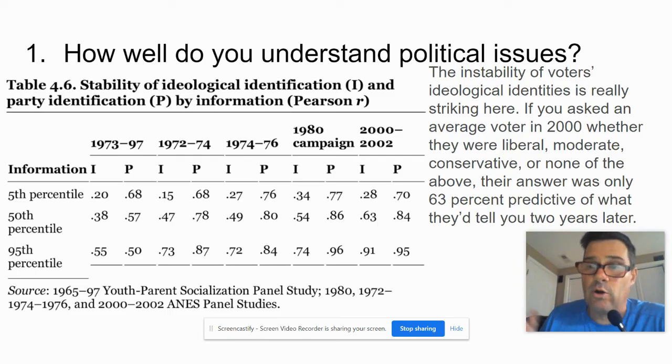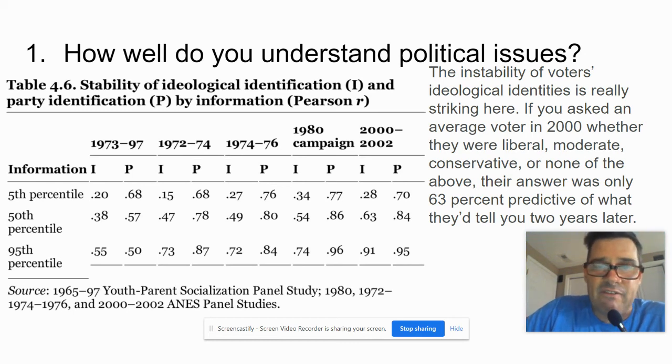If you ask the average voter, now go to 2000, okay, and look at the 50th percentile. So that's like the average voter in terms of information. If you asked them whether they were liberal, moderate, or conservative, or none of the above, their answer was only 63% predictive of what they'd tell you 2 years later. So I'm sorry, that was the point I left out. This is predictor of what they'd tell you 2 years later.